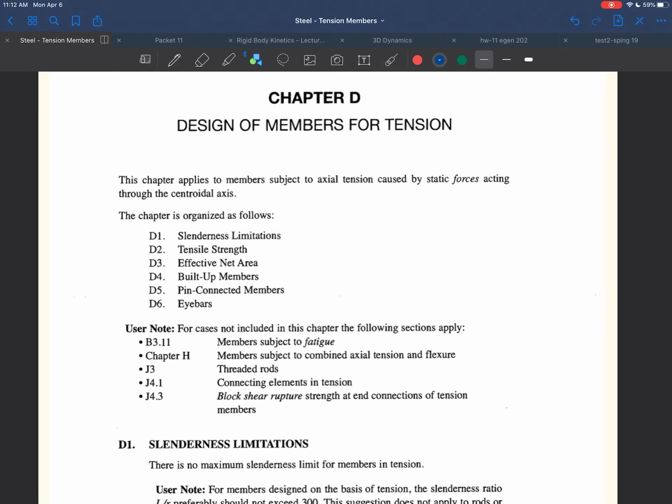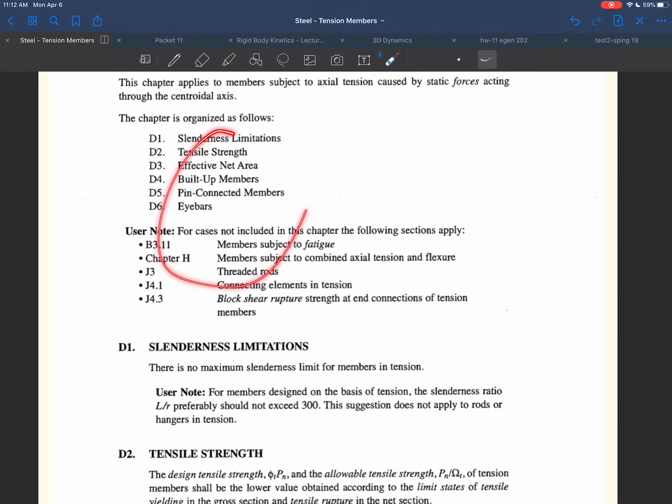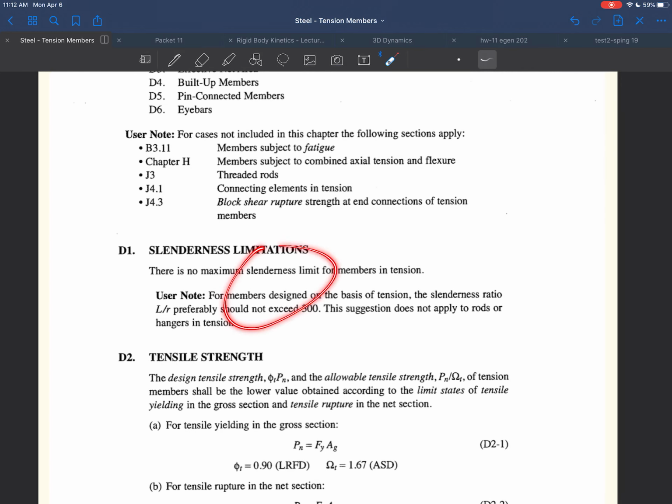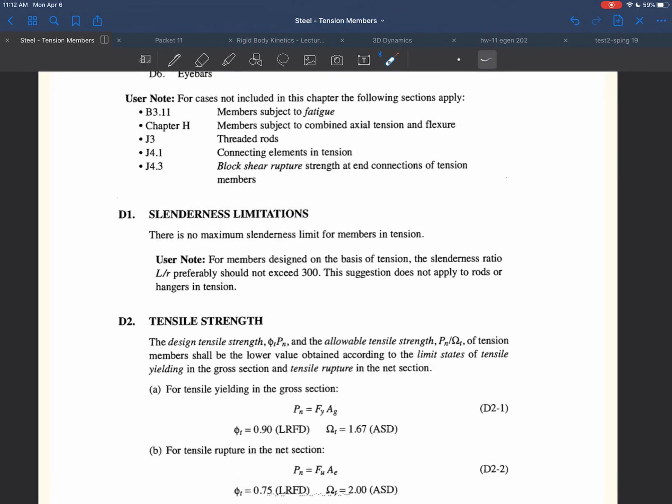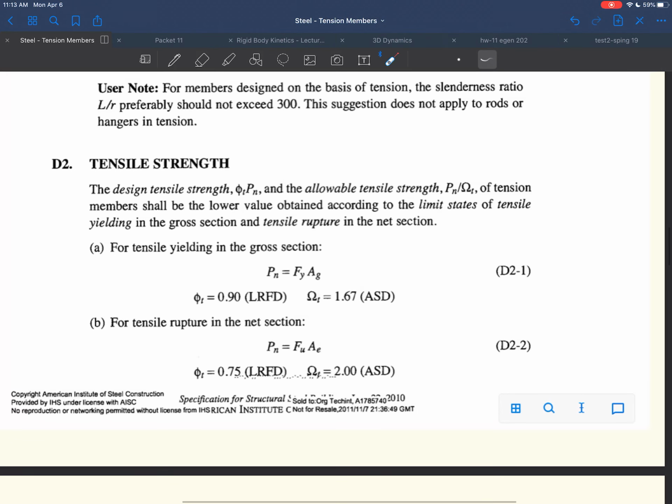It has some initial stuff. What do they cover in this chapter? It starts out with some basic information up here at the top. The slenderness limitations we're not going to use or deal with. These are in there just to make sure your members are transportable. If they're super slender, they'd be really hard to move, so this just puts a limit on that. But then here we go, tensile strength. How do we calculate the tensile strength for tensile yielding? It's going to be the design tensile strength (phi Pn) and the allowable tensile strength. This is for ASD. This is for LRFD. We're going to deal with LRFD over here.